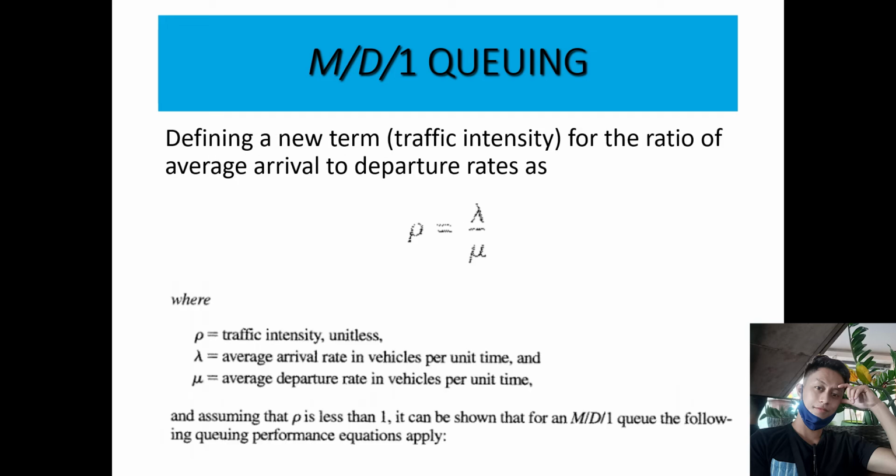And here is the formula defining a new term, traffic intensity, for the ratio of average arrival to departure rates. ρ is equal to the traffic intensity, which is unitless, λ is equal to the average arrival rate in vehicles per unit time, and μ is equal to the average departure rate in vehicles per unit time.